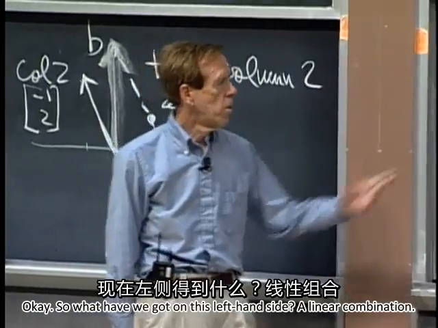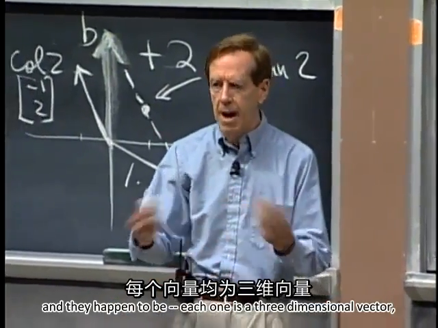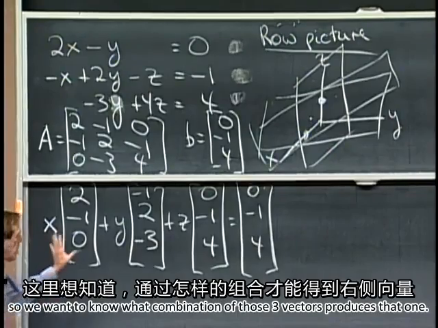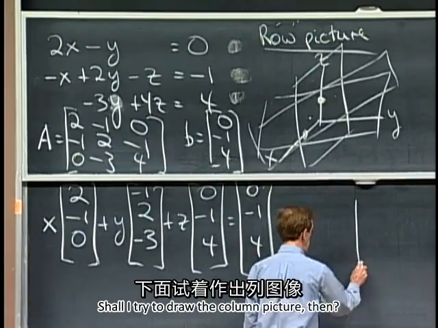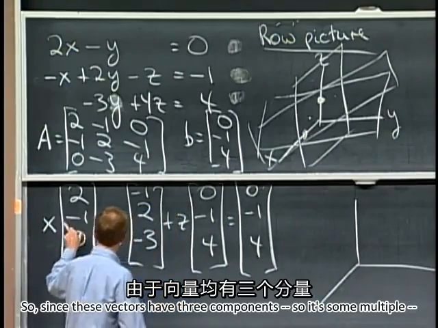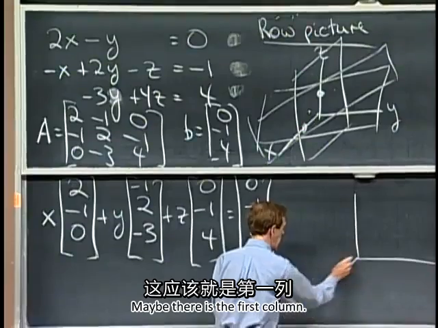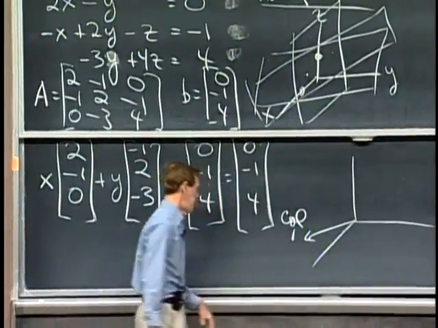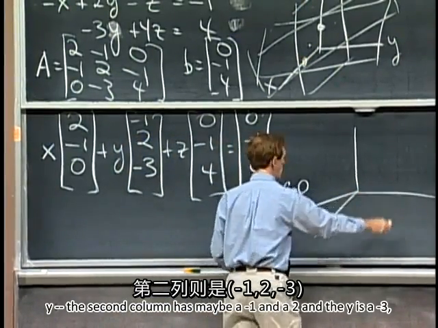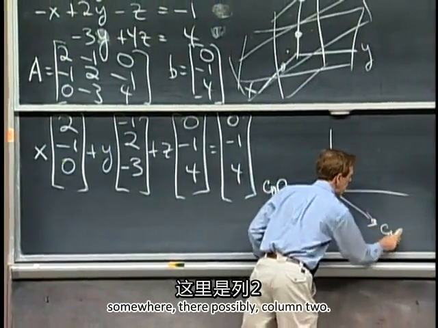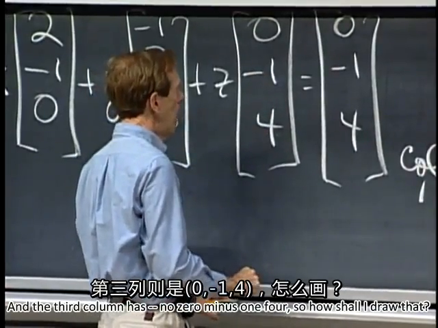Okay. So what have we got on this left-hand side? A linear combination. It's a linear combination now of 3 vectors, and each one is a 3-dimensional vector. So we want to know what combination of those 3 vectors produces that one. Shall I try to draw the column picture then? So since these vectors have 3 components, let me draw in the first column as before. So x is 2 and y is minus 1. Maybe there's the first column. The second column has maybe a minus 1 and a 2 in the y's and minus 3's somewhere there possibly, column 2. And the third column has 0, minus 1, 4.